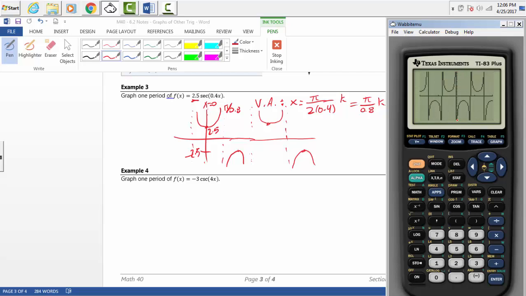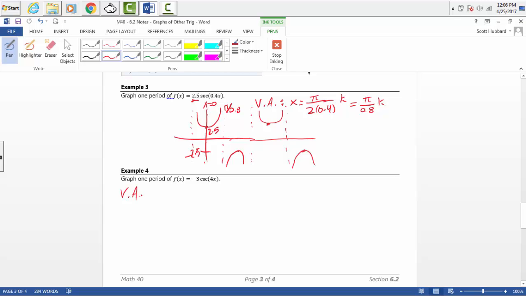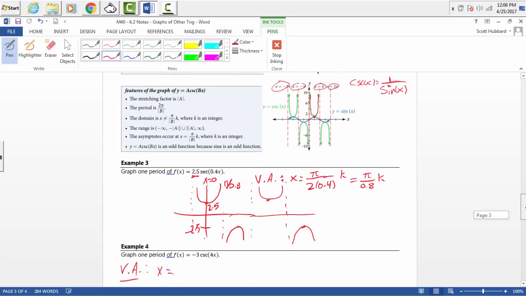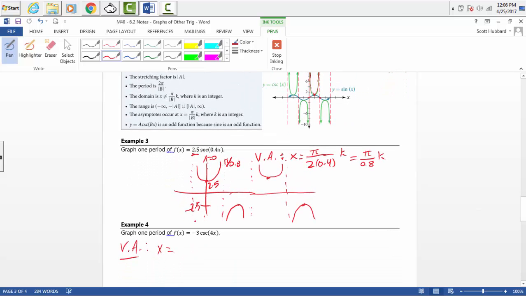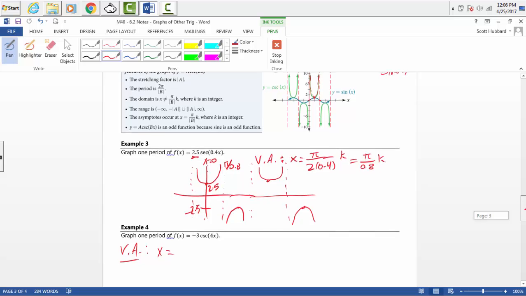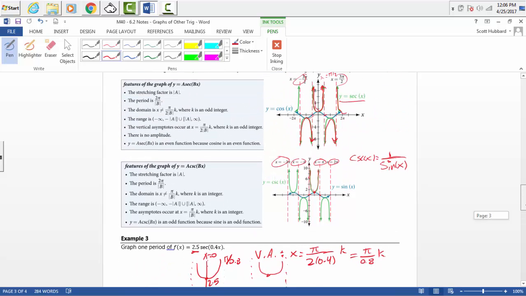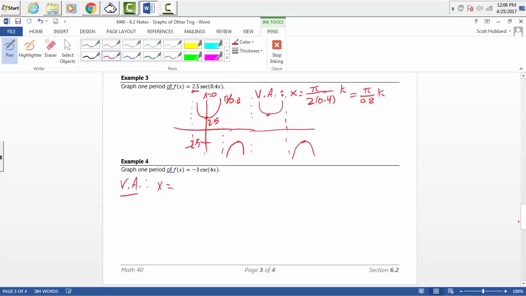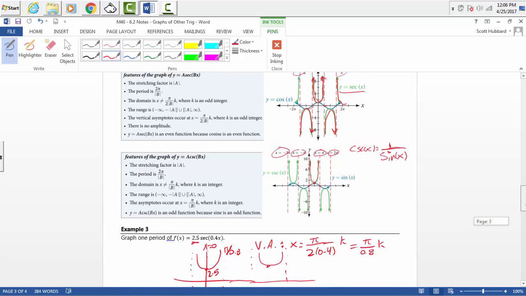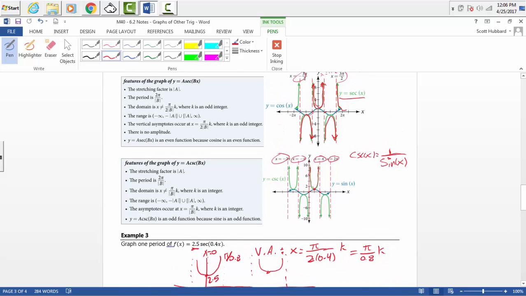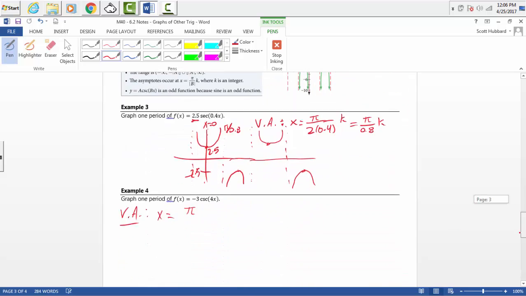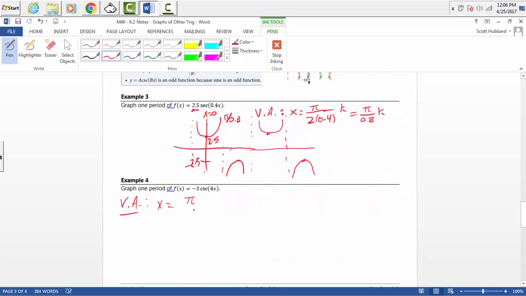It has these vertical asymptotes at 0, and we can find those vertical asymptotes. So the vertical asymptote again will be x is equal to, according to this formula, the vertical asymptotes occur at pi over b times k. Oh, you know what, folks? I'm sorry. I was looking at the wrong box when I did secant, so this is a little wrong. It should have been, no, I have it. Okay, pi over 2b, that's right. Good. Cosecant's pi over b. And so it's going to be just pi over 4 times k.